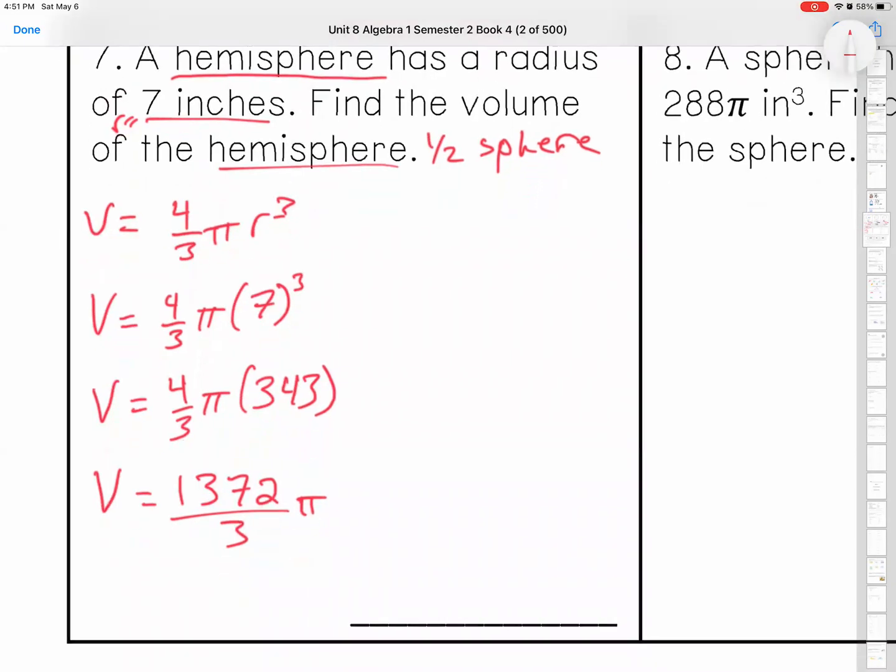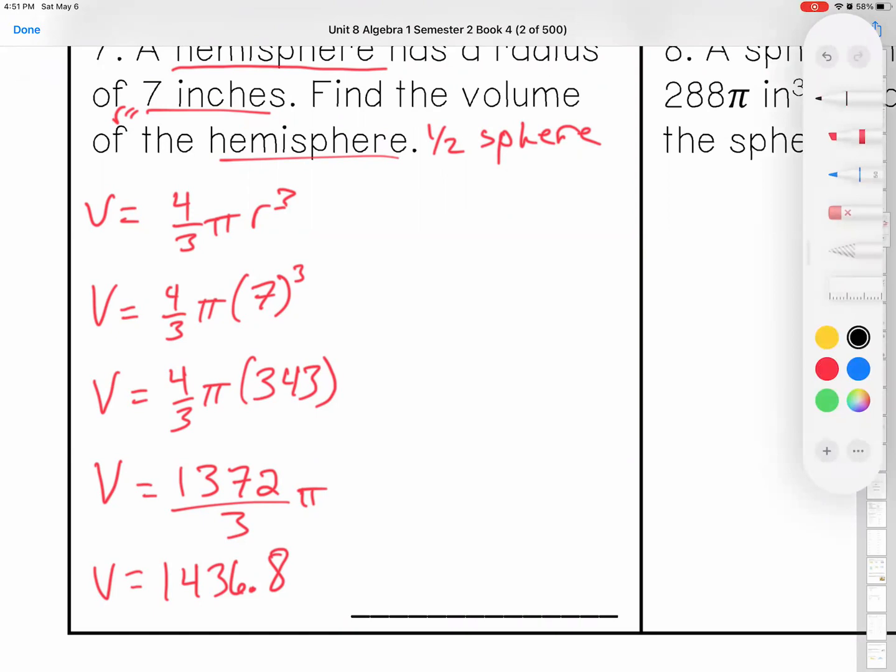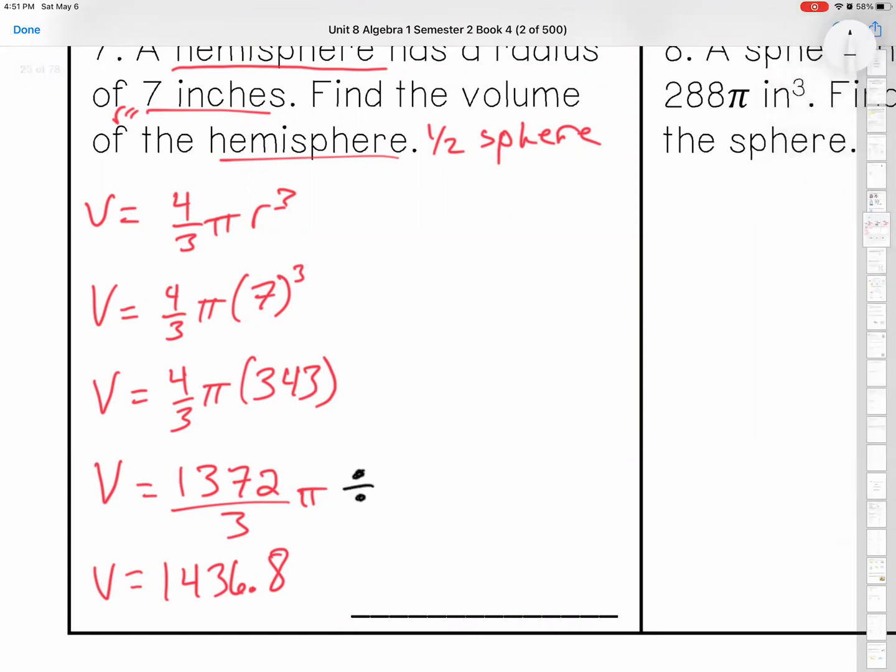And in turn, that would come out to be V equals 1,436.8 as the decimal value. And we're going to now divide this by 2, because we're talking about strictly a hemisphere. Okay. And so when we do that, we have 686 over 3 pi, or 718.4.